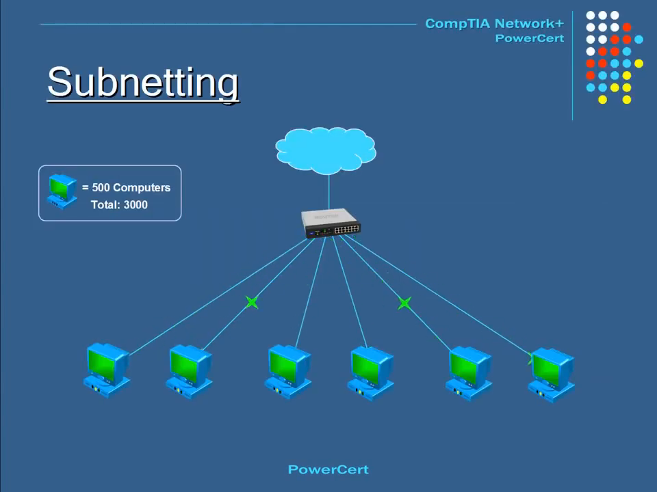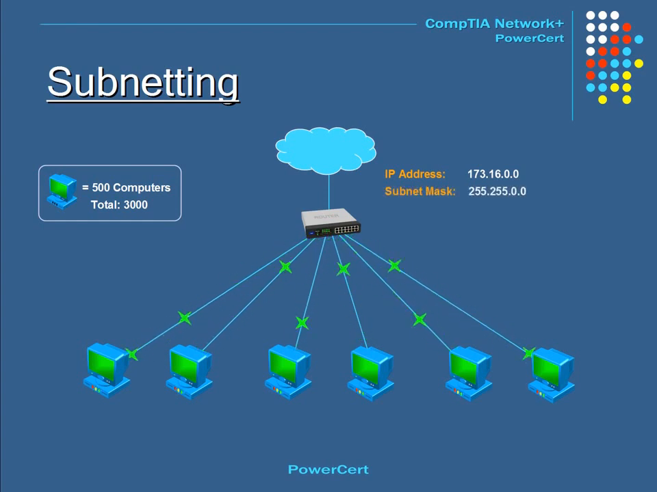The word subnet is short for subnetwork, which means a smaller network within a larger one. Subnetting is basically breaking down a large network into smaller networks or subnets. It's mainly done to make your network more manageable. So for example, let's say you have a company with 3,000 employees, and your ISP assigned you with a Class B IP address with a default subnet mask.